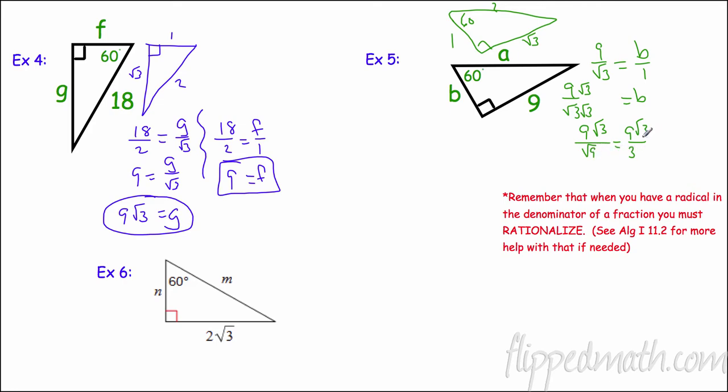All right? As you get good at this, you could have gone right from the square root of 3 times the square root of 3 equals 3. And then I want to simplify: 9 divided by 3 is 3. So it's 3 radical 3. All right? So that's B.